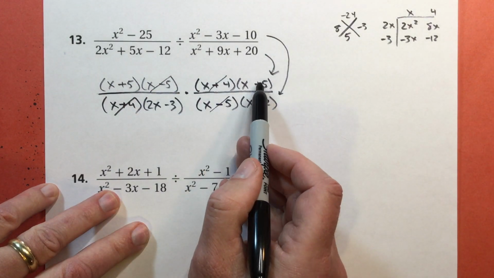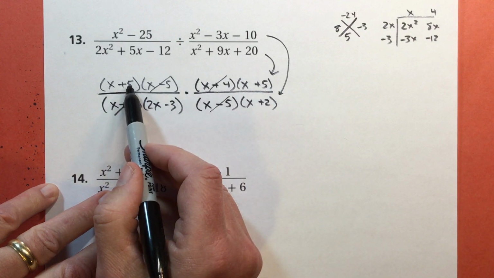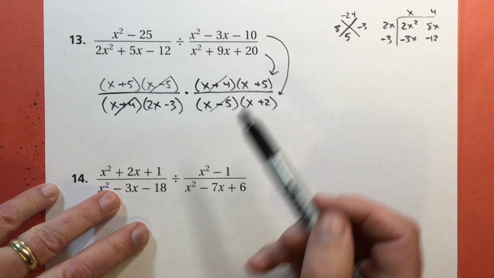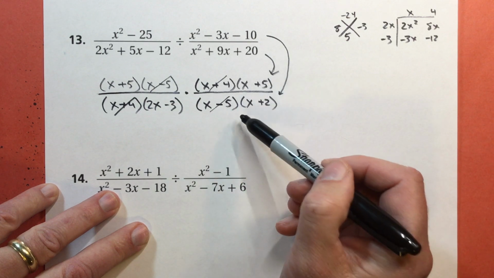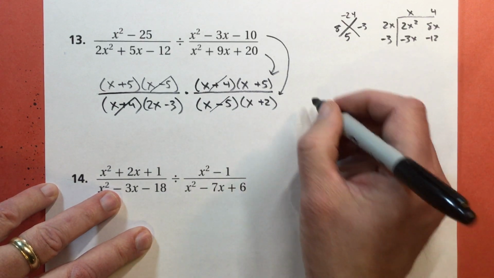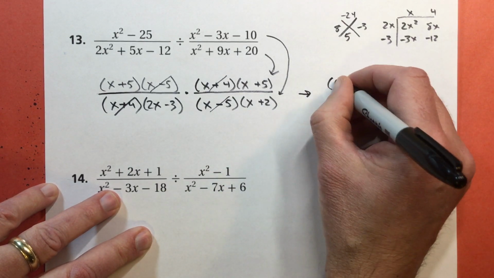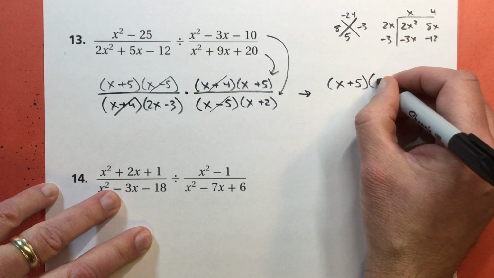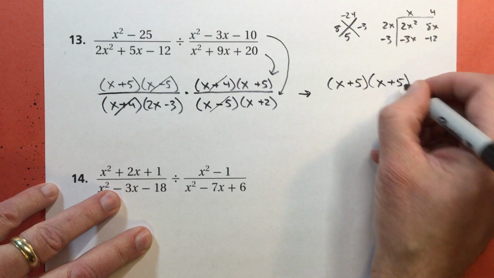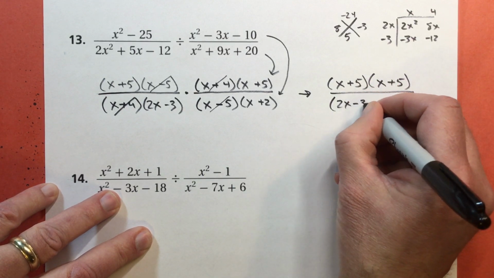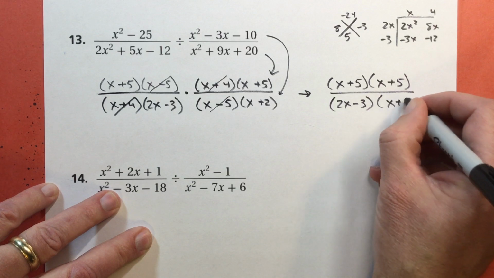But do that x plus 5 and that x plus 5, do they eliminate each other? No, because they're being multiplied, not divided. I have to have one in the top and one in the bottom. Nothing else is going to be eliminated. So this becomes x plus 5 times another x plus 5 divided by 2x subtract 3 times x plus 2.